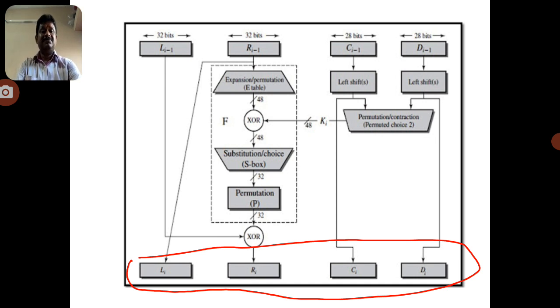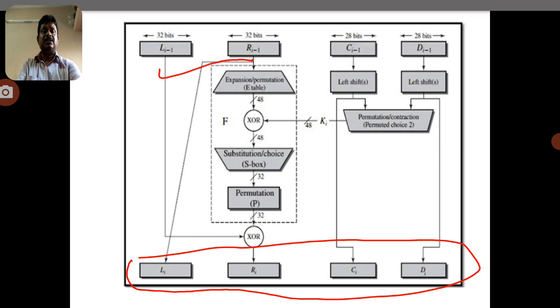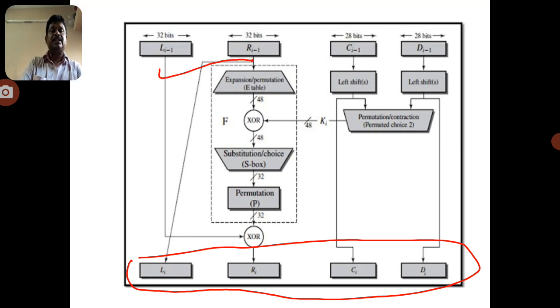Now we can observe in a single round, the total 64 bits are divided into two parts, that is 32 bit and 32 bit. The left side is 32 bit and the right side is 32 bit. The right side 32 bit is taken and we apply the expansion permutation. Here we can consider the different notations are there. The expansion permutation is a permutation.